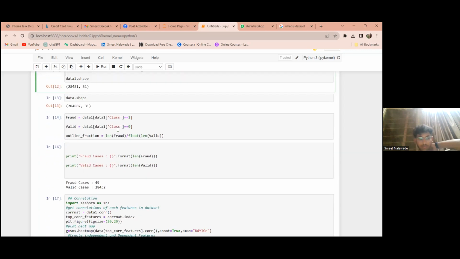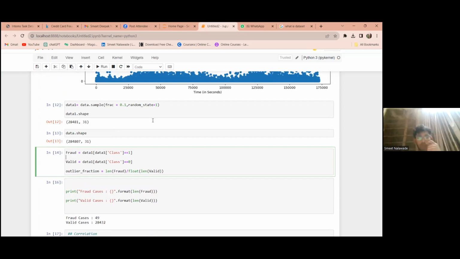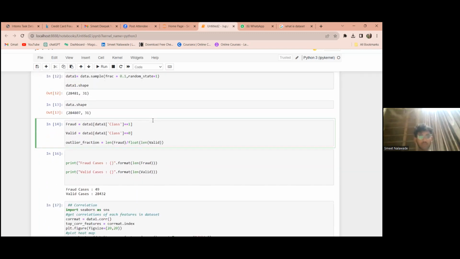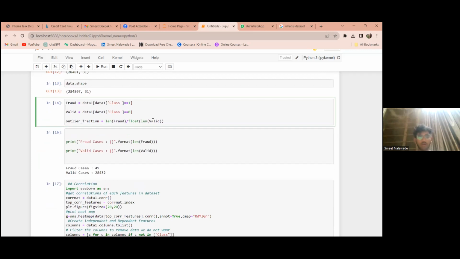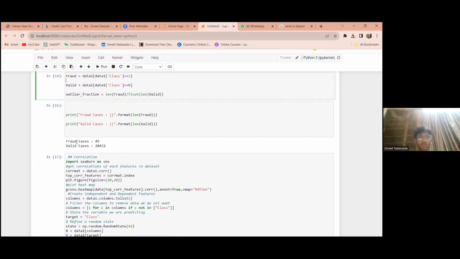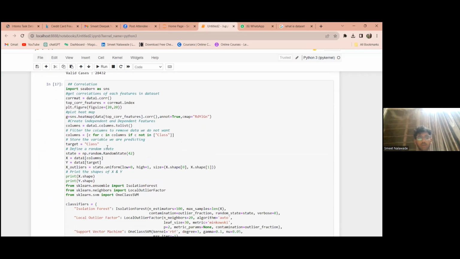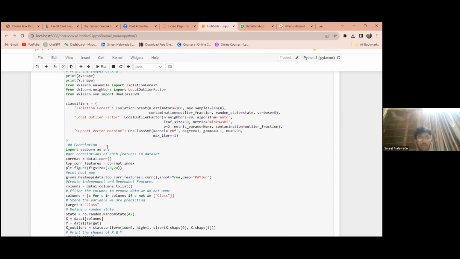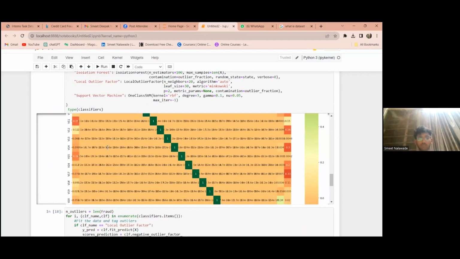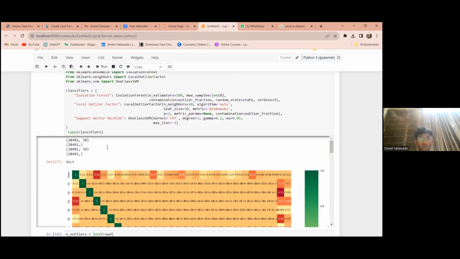Here again we can see the data sample and the fraction. The fraud value we have assigned as 1 and the valid or normal transaction as 0. The total fraud cases are 49 and valid cases are 28,432. Then we did a code for correlation between the classes, and here is the plot of the above code.